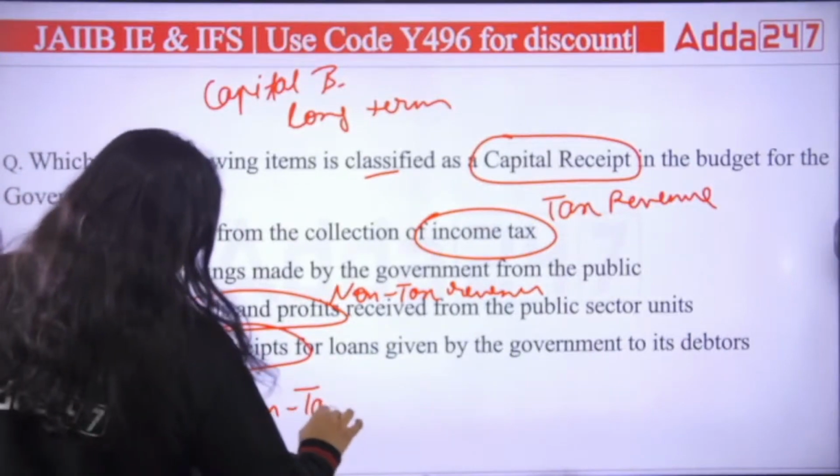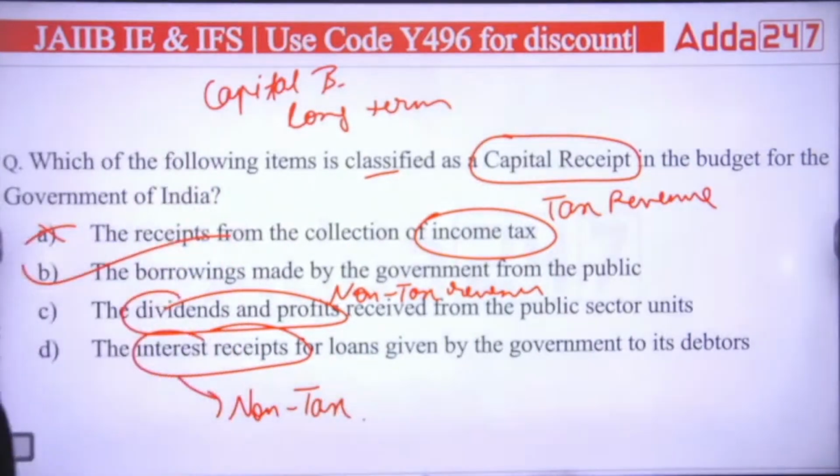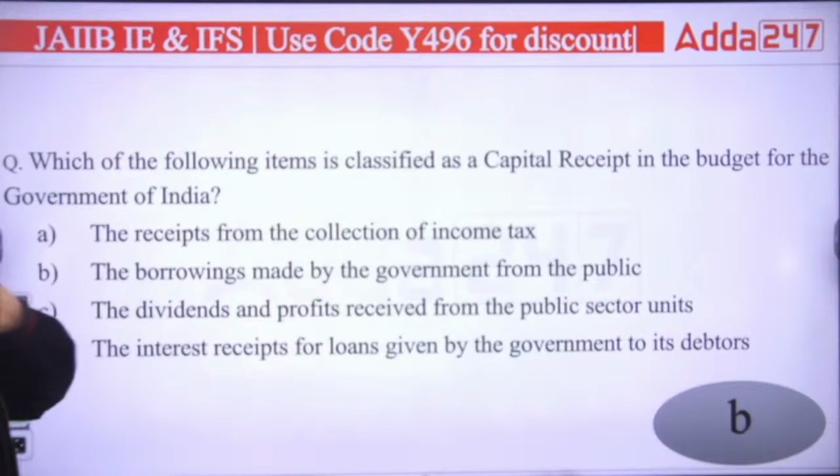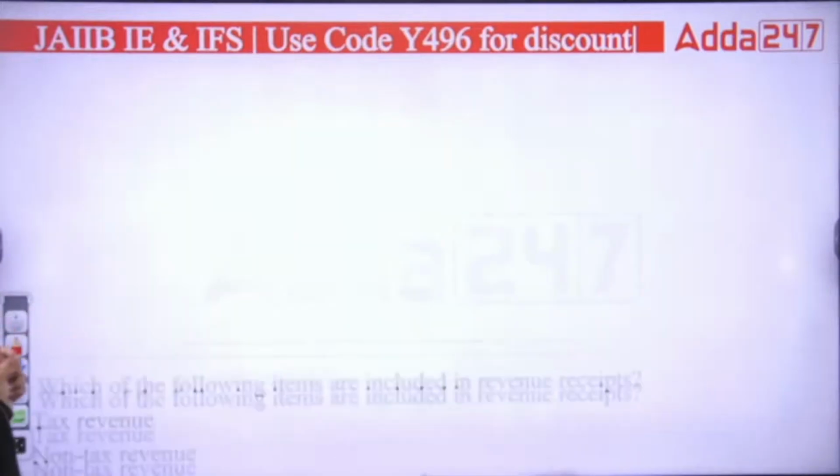So it means right answer is what? B. The borrowing made by the government from the public, that's a long-term income for the government, because if you are borrowing a certain amount of money, you are not going to repay that in the next day. That will remain with you for a long-term period that you can use for the development or whatever activity you are performing. So right answer is B. It's a part of capital receipts. Next.